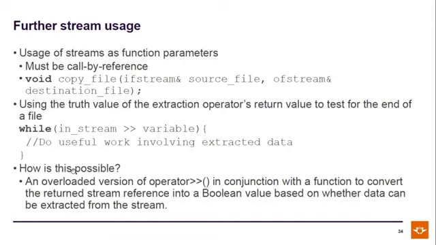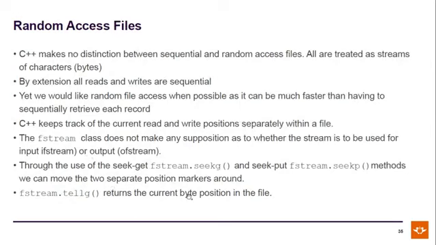So how is this possible? It's possible because you have the overloaded version of this operator. There's also a function that can convert the returned stream reference into a Boolean value based on whether data can be extracted from the stream. So you have a function that checks if there's still content or if data can still be extracted from the stream, and if that function returns false, then the while loop terminates.